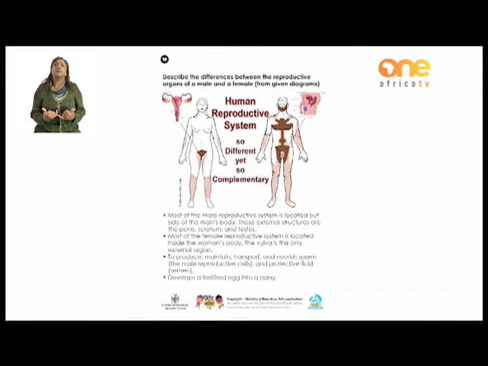Now, the male reproductive system also produces, maintains, transports, and nourishes sperm cells, and also adds a protective fluid that is going to protect this sperm cell. And this protective fluid, we refer to it as the semen. Once the semen has been deposited into the female's reproductive system, the female has another responsibility, which is to develop the fertilized egg into a baby.